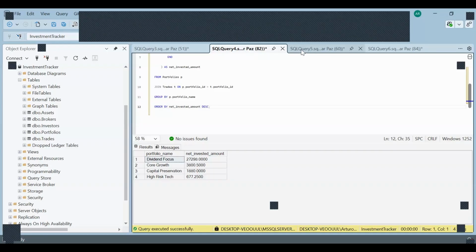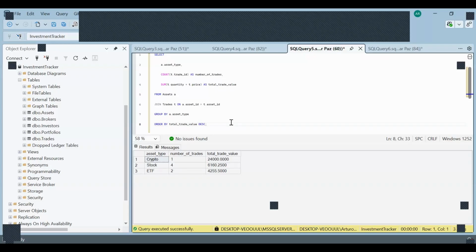So then for query number 5, we are doing trading activity by asset type. So our different asset types: crypto, stock, ETF. Basically, it takes the asset table with the trades table using the asset ID. And then we use the group by clause to group the results by the asset type that I mentioned before, stock, ETF, cryptocurrency. And then the count function calculates the number of trades for each asset category.